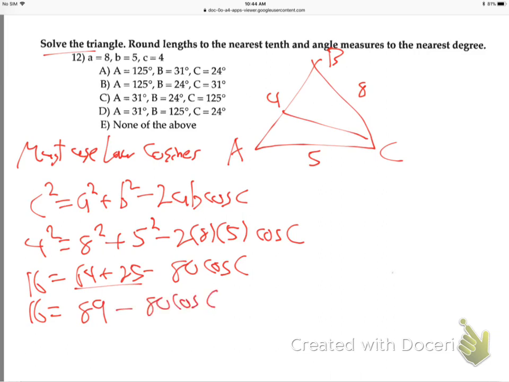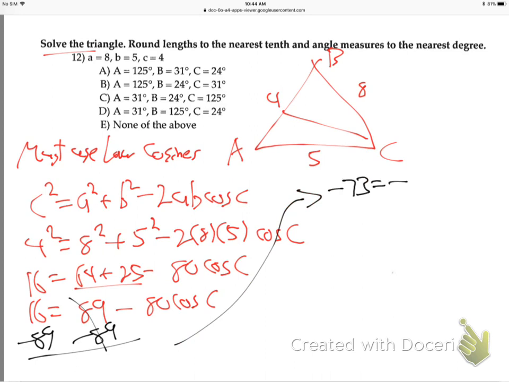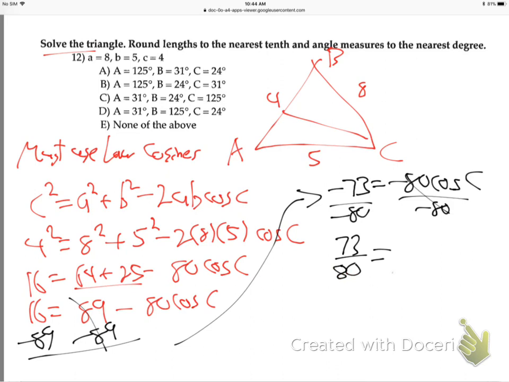So subtract 89 from both. Bring it over here. That's some number I don't know. That's minus 73, minus 80 cosine C, divided by minus 80. Boom, so the two negatives cancel. Cosine C is 73/80, so therefore C is the inverse cosine of 73/80.